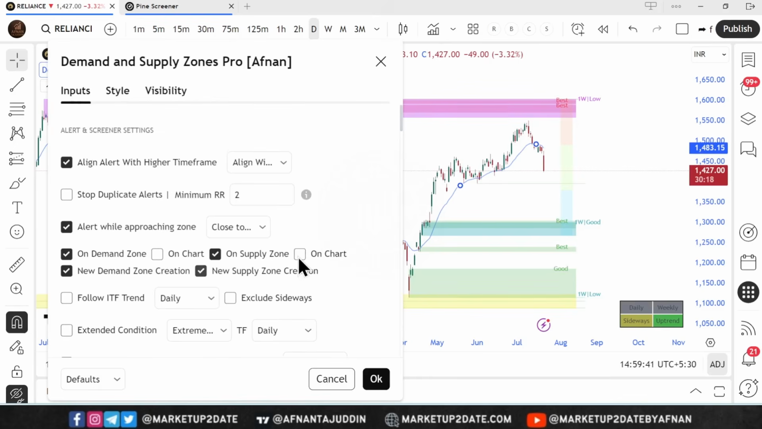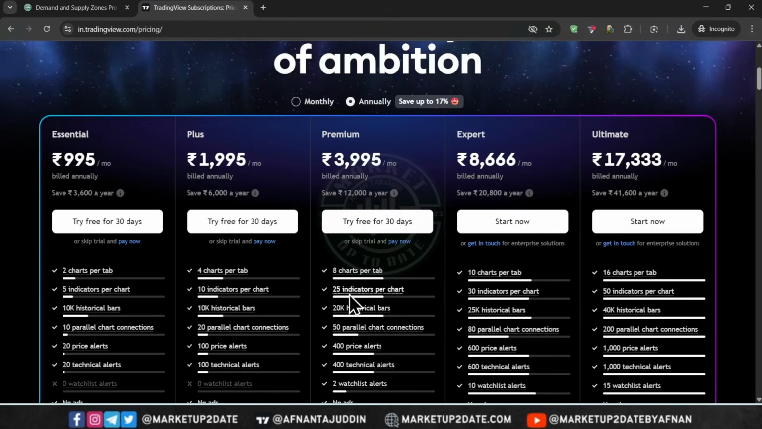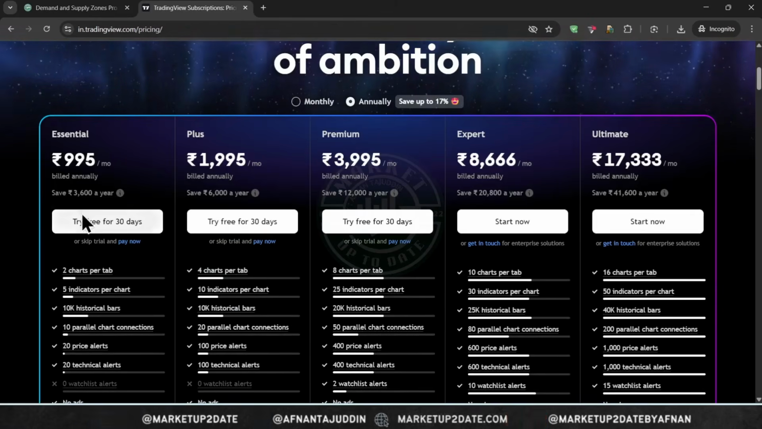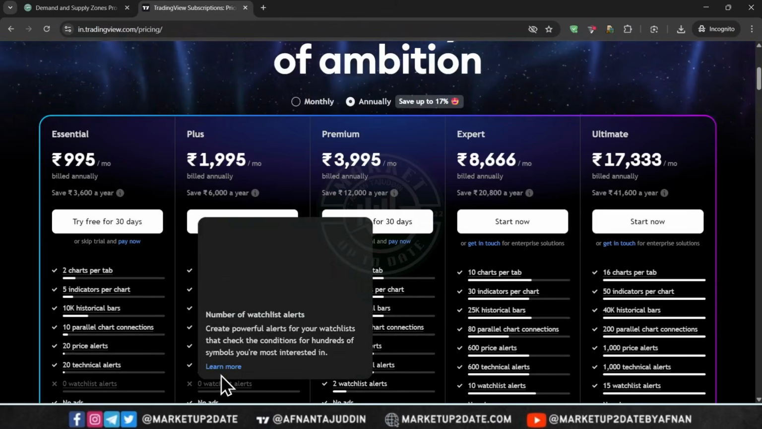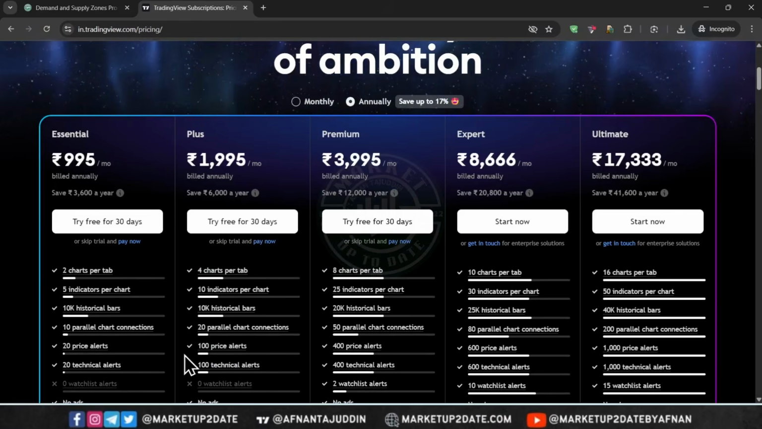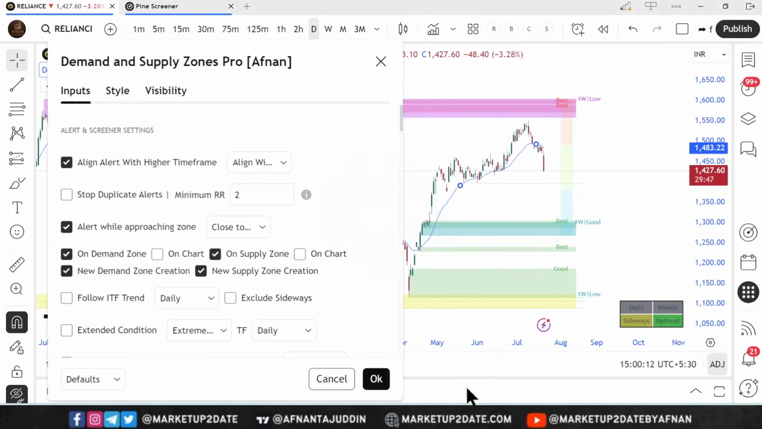First, it is important to understand how TradingView alerts work with their subscription plans. On a free plan, you have very limited alerts. On a plus plan, you can set up to 100 alerts, which is great for setting alerts manually on your top 100 stocks, one by one. On a premium plan, you unlock the ability to set an alert on an entire watchlist at once, and you get access to the powerful Pine screener. Therefore, if you want to fully utilize the automation capabilities of this indicator, a paid TradingView subscription is highly recommended.